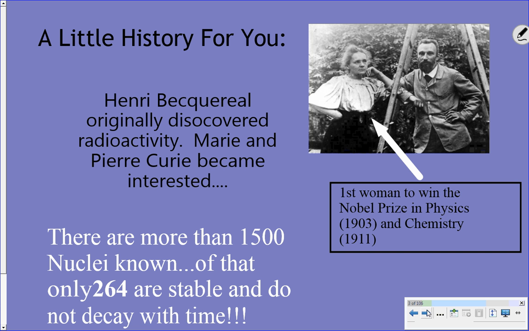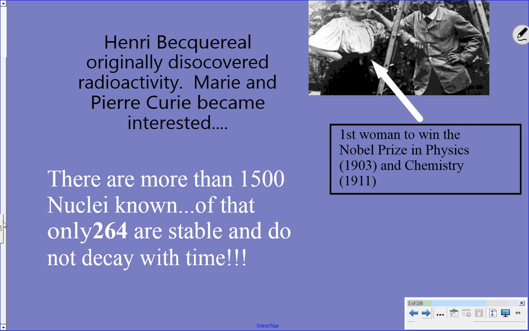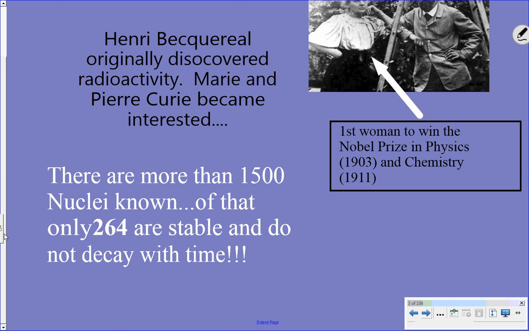Just a little quick background for you. Henri Becquerel originally discovered radioactivity. He worked a lot with Marie Curie and her husband Pierre. They actually did a lot of experiments with an element called radium. There are more than 1,500 known combinations of protons and neutrons. Of those that are known, only 264 are actually stable and don't decay over time. So what this means is there are 1,500 combinations of neutrons and protons you can have, but only 264 of them are actually stable and don't radioactively decay.